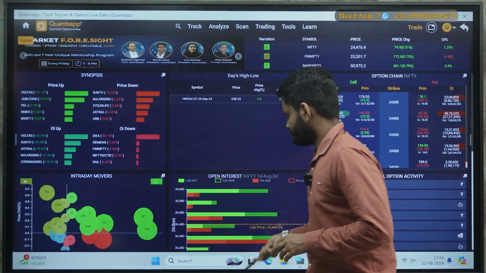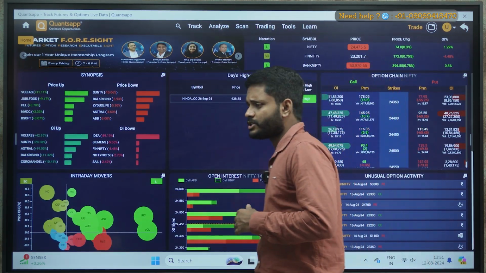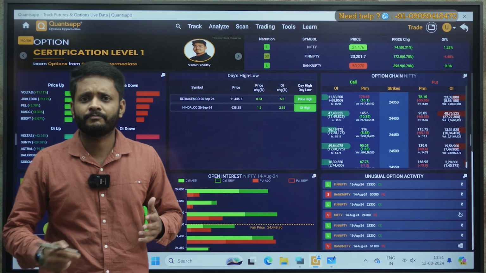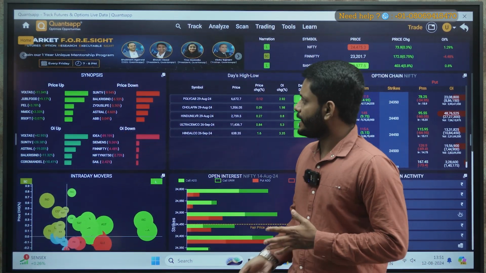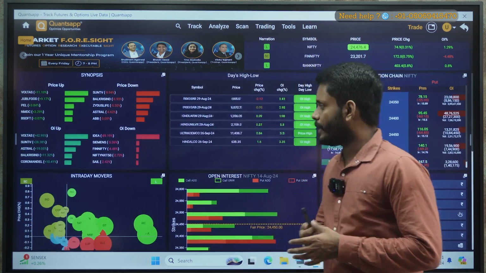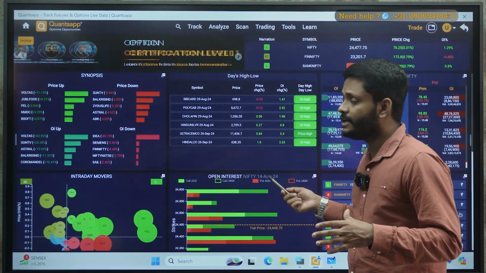Okay, so let's talk about today's topic. Let's start covering, I would say, one by one, as many tools as possible. Before getting into it, this is the interface of Quantsapp. Let me give you a brief introduction about the interface.